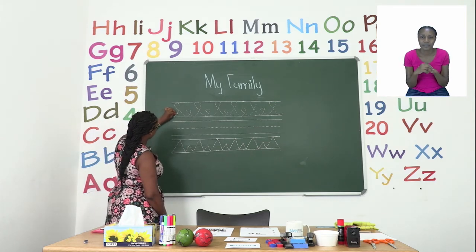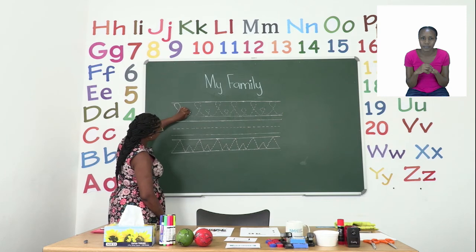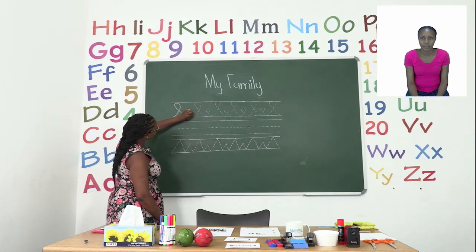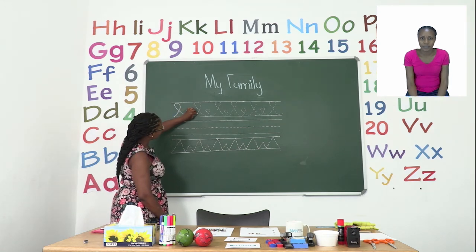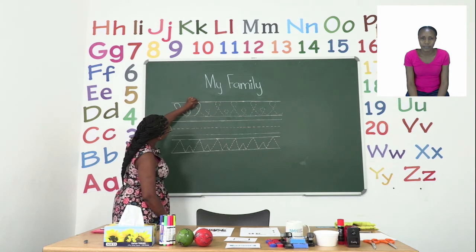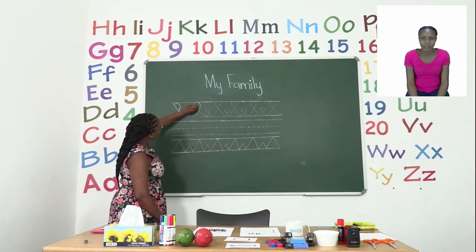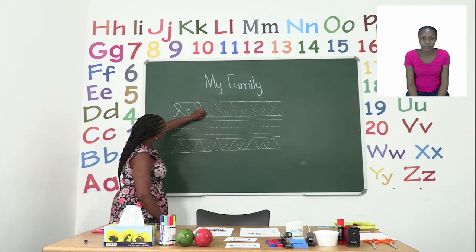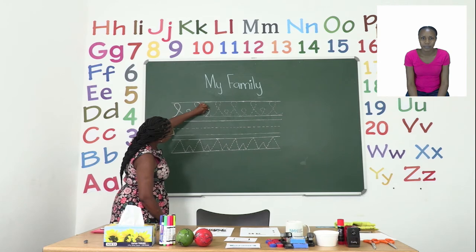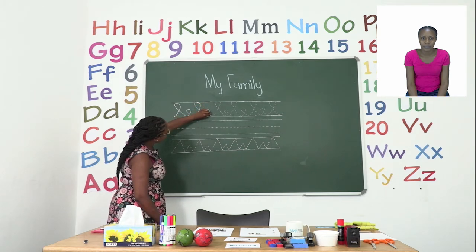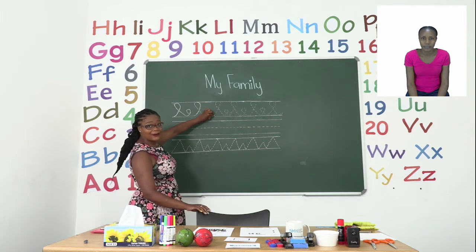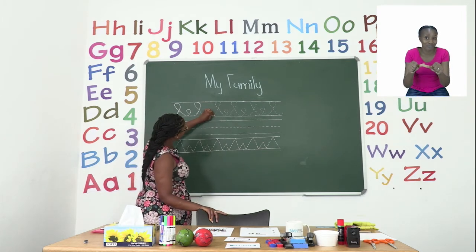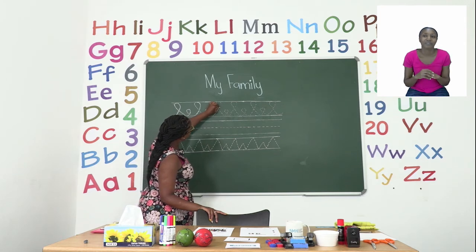Let's go. Up, round, down, very good, and up, round, down. Try not to lift up your pencil. Let's keep going. Up, round, down, and up, round, down. Let's keep going. I want you to say it with me. Don't lift your pencil.